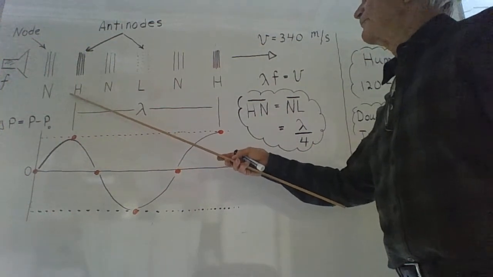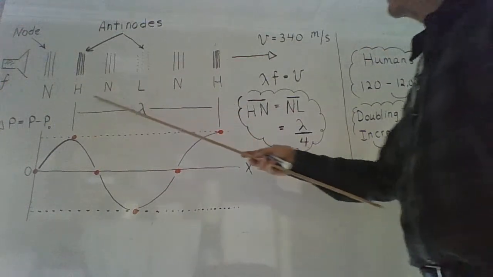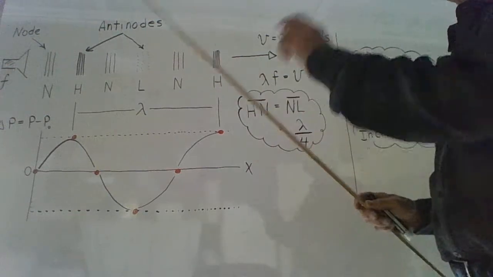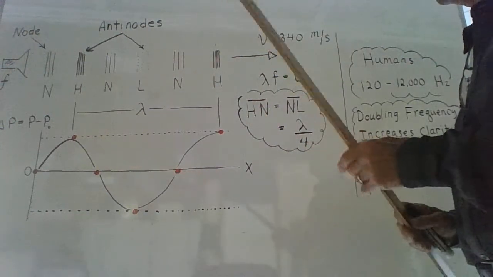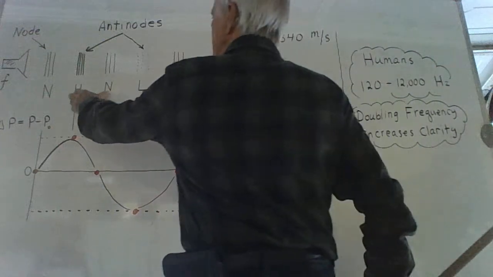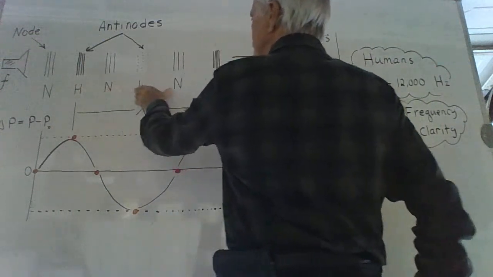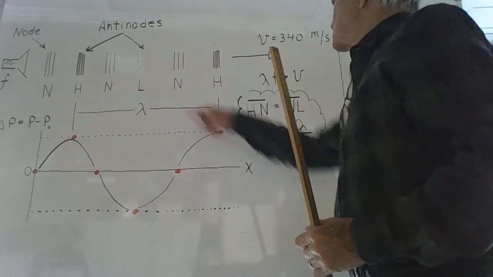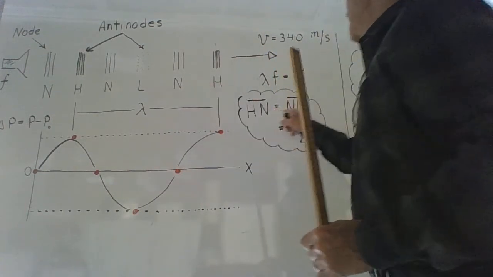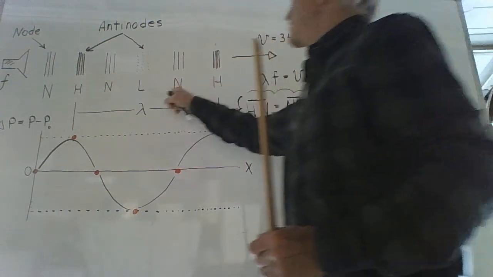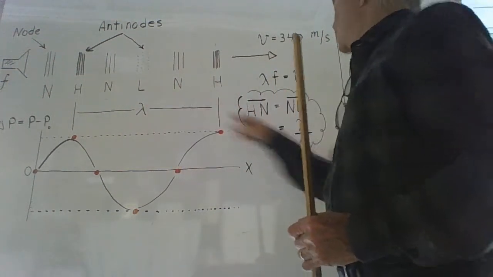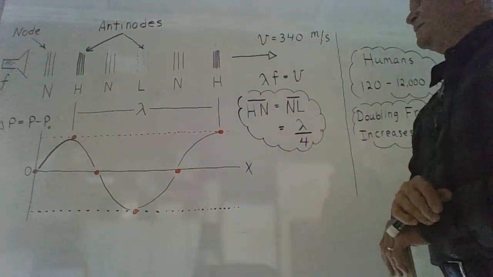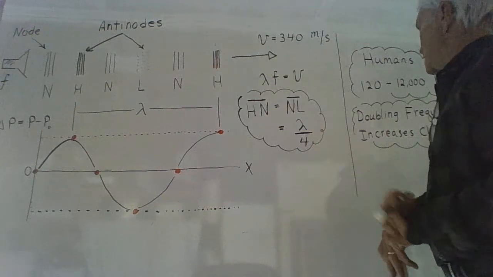Before moving on, let me point out that the distance between consecutive letters, NH, or HN, or NH, all the same values, and that it takes 4 of these distances to make a full wavelength. 1, 2, 3, 4, adding up to a lambda. And so the distance between an H and an N, or an L and an N, here to there, is 1/4 of the whole. And so the distance between consecutive labels in my sound wave is 1/4 lambda.